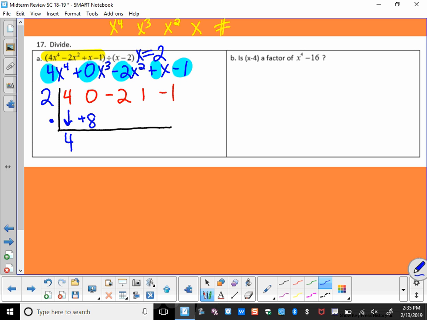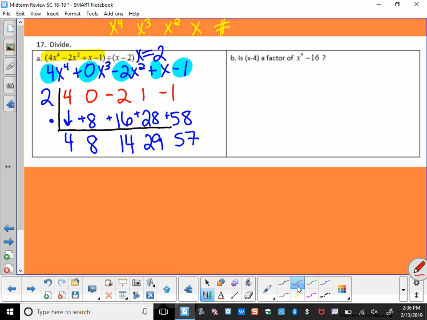So 0 plus 8. Multiply 2 times 8. Add negative 2 plus 16. So remember, we add going down, we multiply diagonally. Okay, so 14 times 2. I add going straight down. I multiply 29 times 2. Is it 48? Nope. What is it? 58. And then if I add going down, you get 57.